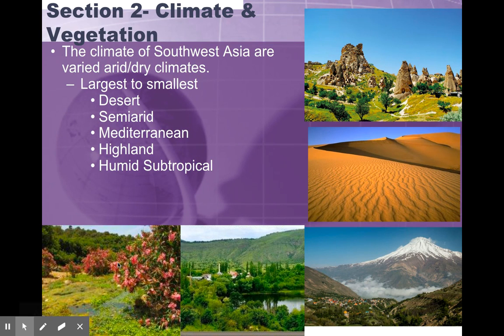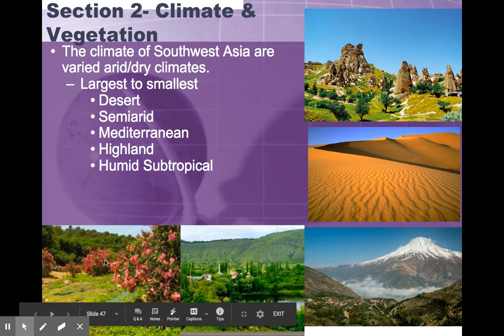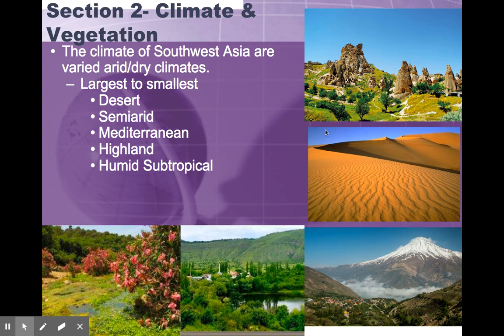This is some pictures. This is Israel. This is Mediterranean climate here. This is highland climate in Iran. I believe this is the humid subtropical here. That's in a very small part of Turkey. There's not much humid subtropical here. That's semi-arid in Syria, and this is desert in Saudi Arabia.